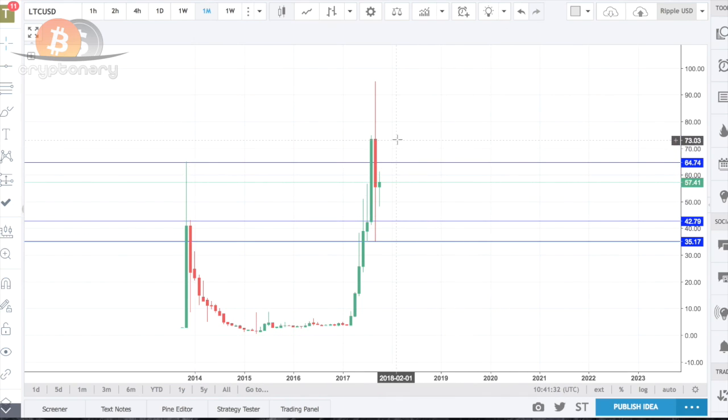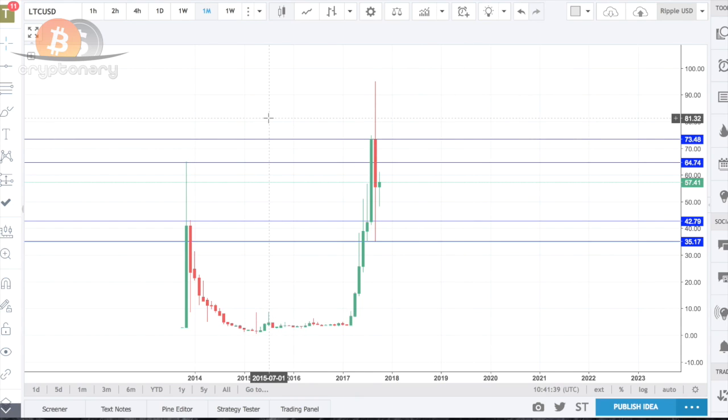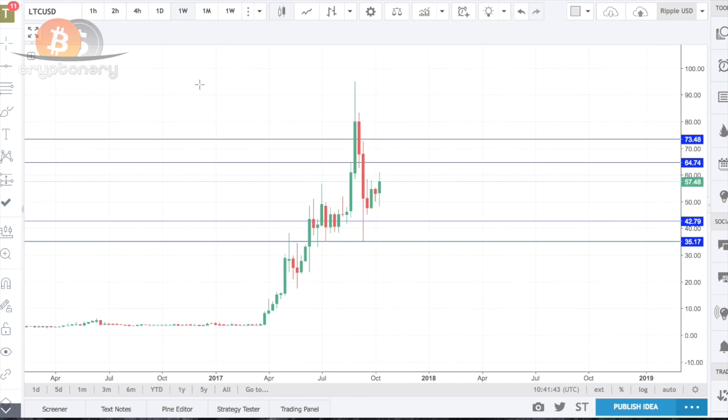We do have this zone as well actually. It may not be too crucial, but when this zone is broken, and you'll see this clearer on the weekly and daily, this is what will trigger the move to $100 plus. So let's go down to the weekly.